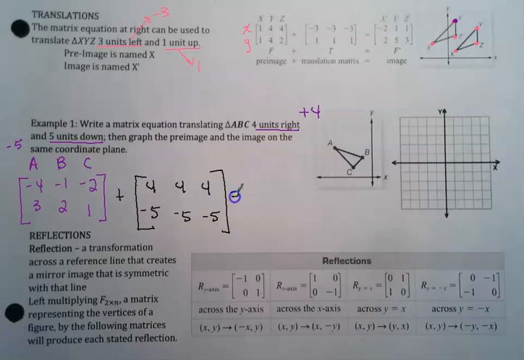And so our solution matrix here: -4 plus 4 is 0. -1 plus 4 is 3. -2 plus 4 is 2. 3 minus 5 is -2. 2 minus 5 is -3. And 1 minus 5 is -4.